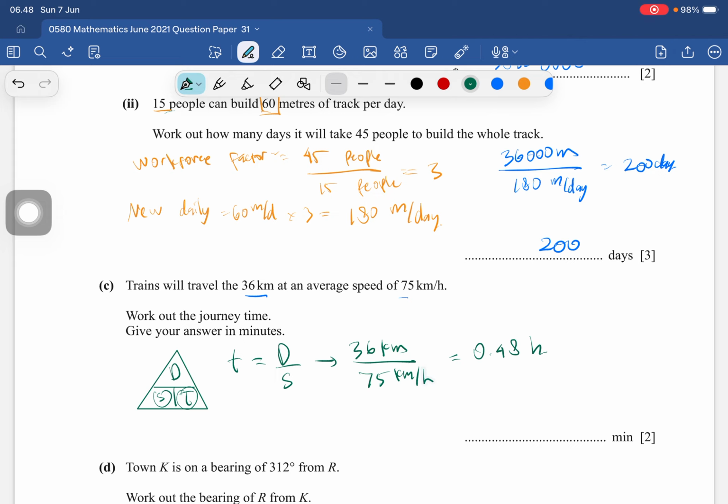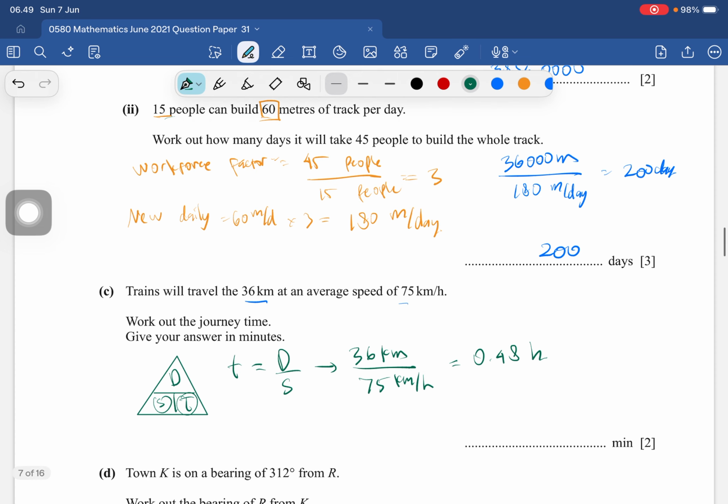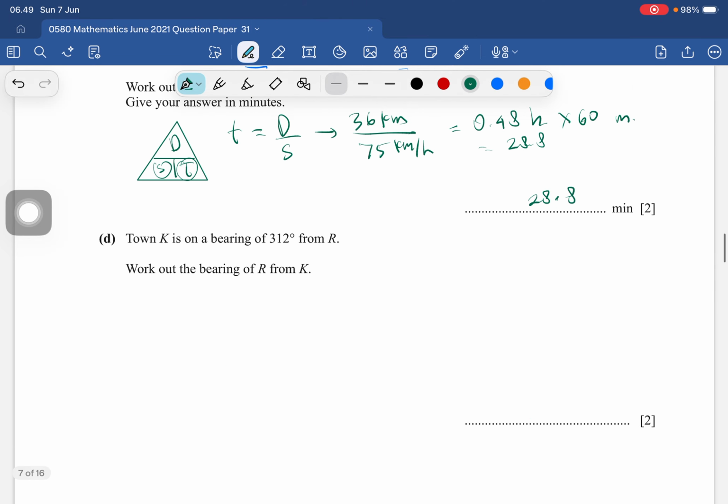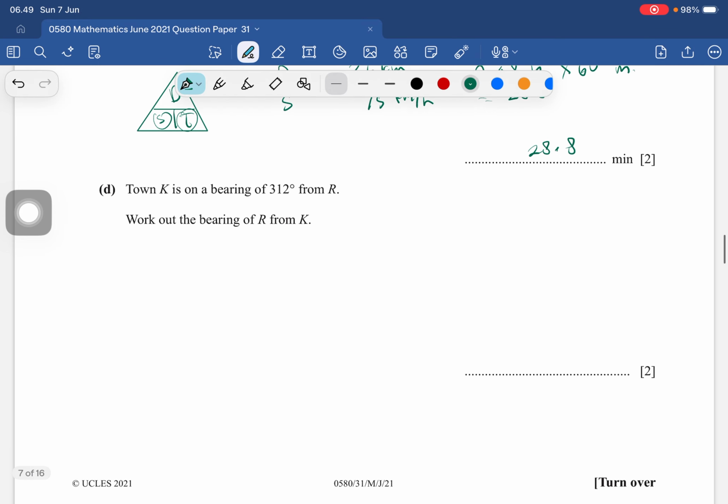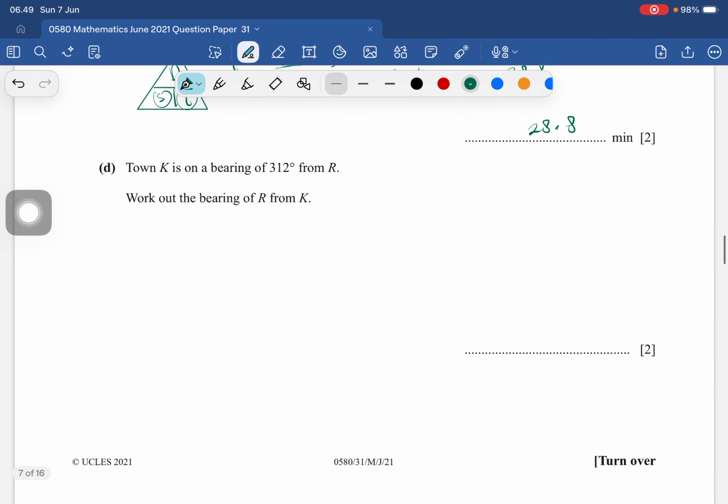Give your answer in minutes. 1 hour is equal to 60 minutes, so we multiply 0.48 by 60 and get 28.8 minutes. Town K is on a bearing of 312 degrees from R. Work out the bearing of R from K.